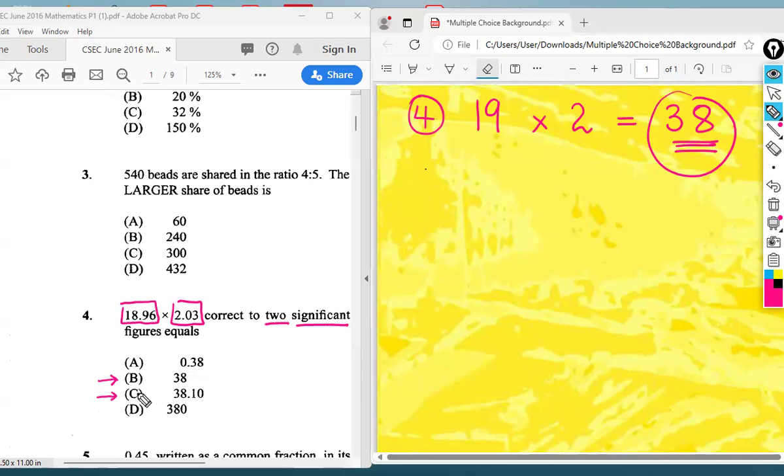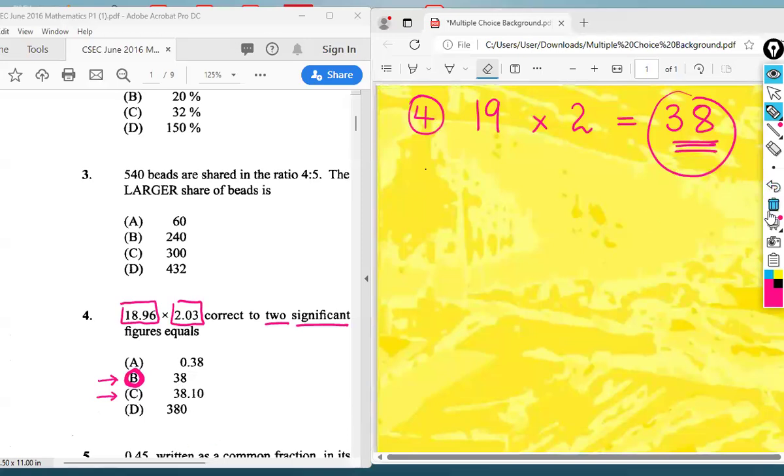Between B and C, which one has two significant figures? Only B. Look at C. C has 1, 2, and the point 1. That will make it 3 significant figures, right? With significant figures, once the value is greater than 1, you start to count from the very first value. So 3 is a significant figure, 8 is a significant figure, and this 1 is a significant figure. But they only want 2, so the answer has to be B. Right? So number 4 is B.